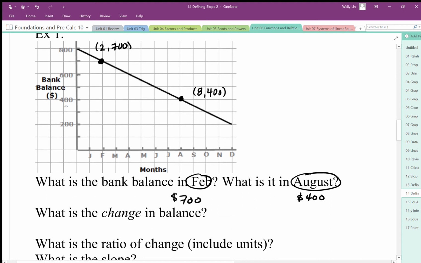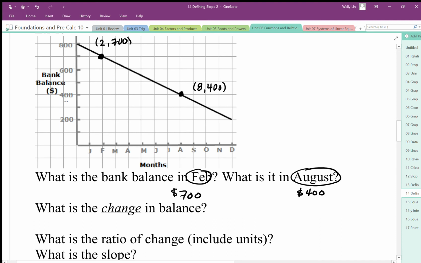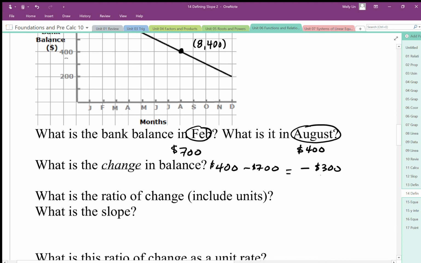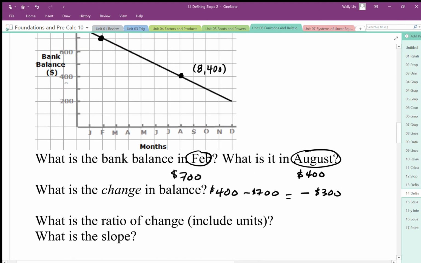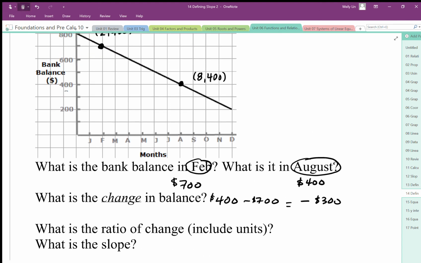So the value in August then is $400. So the change in the balance is going to be the end minus the start. So 400 minus $700. So the change is going to be negative $300. Okay, remember the change is going to be the end minus the start. So the change in the balance is negative $300, and this happened over a period of 6 months. Okay, so I'm just going to show this here. This is a negative $300 change, and this occurred over a stretch of 6 months.